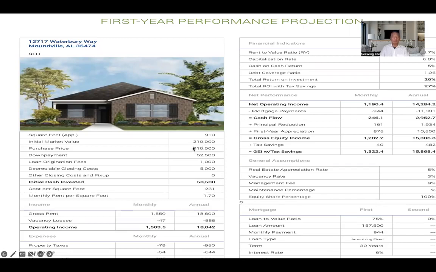It costs only $210,000. So very rare you can find a new construction single family home anywhere in the country for this low price, especially for real estate investors. By the way, all these are real properties as we speak. They are being presented to our network of investors.